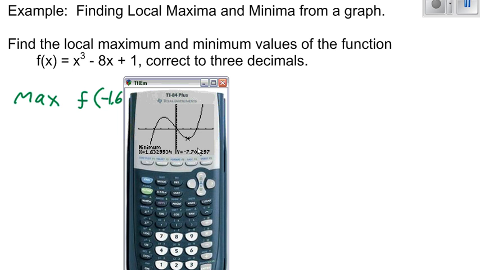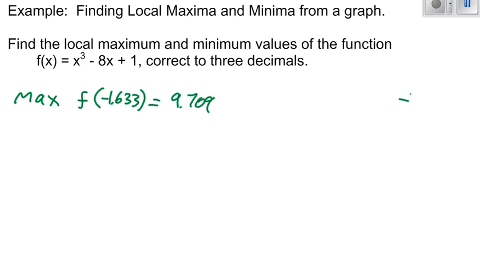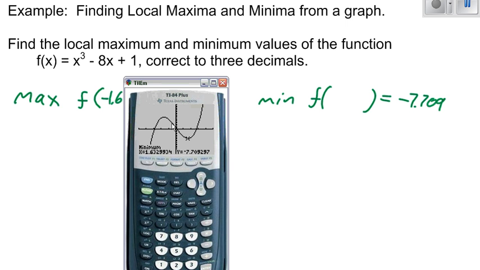So our minimum is negative 7.709, and it occurs at 1.633.